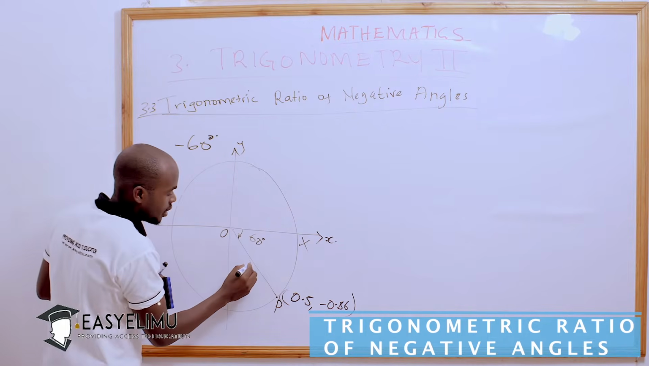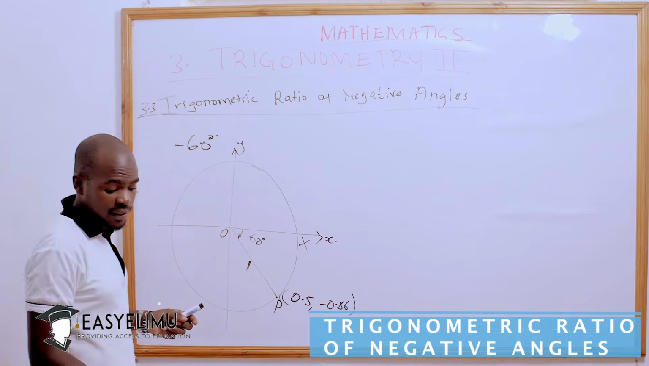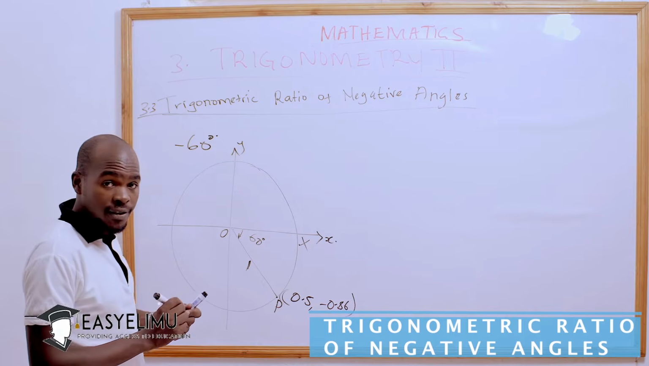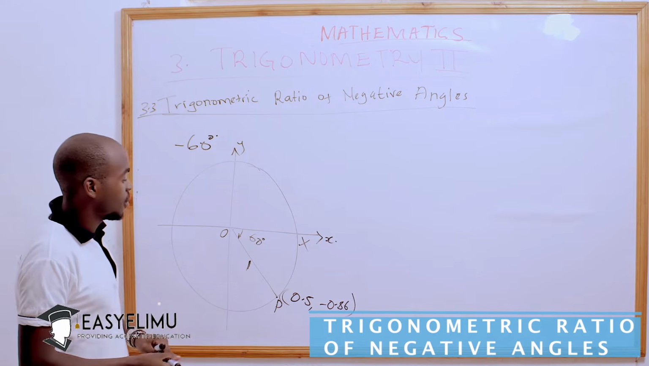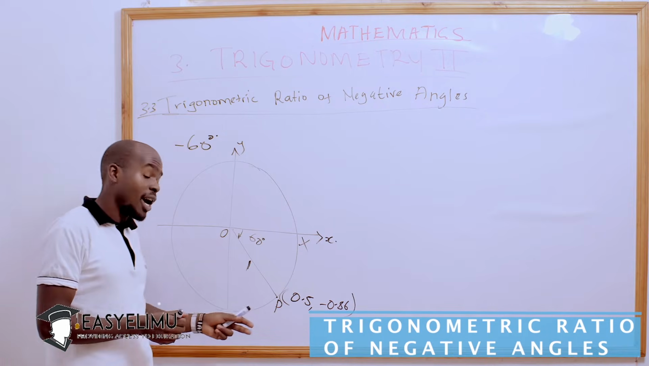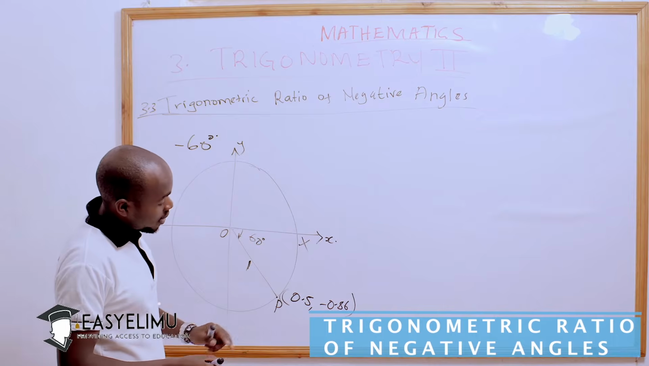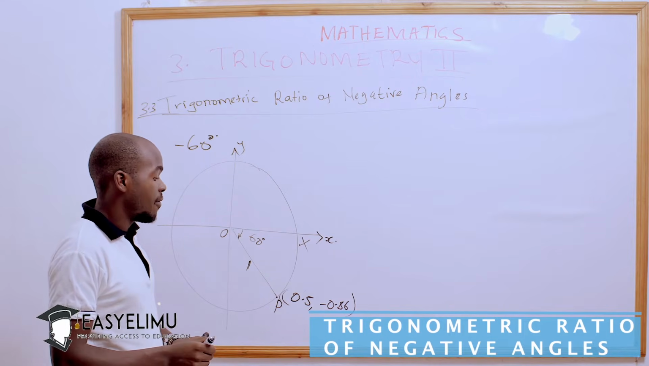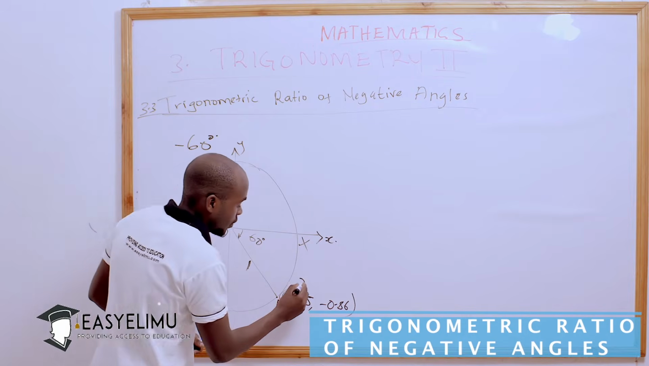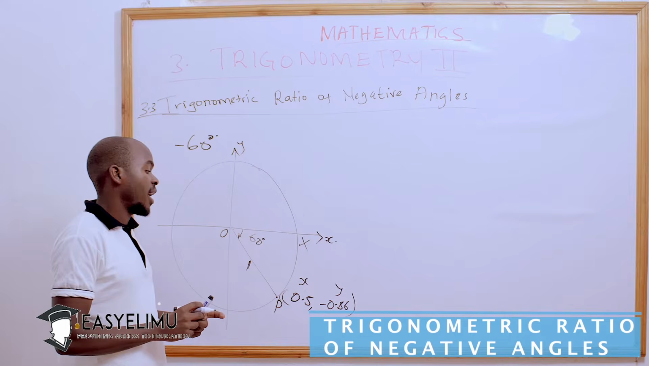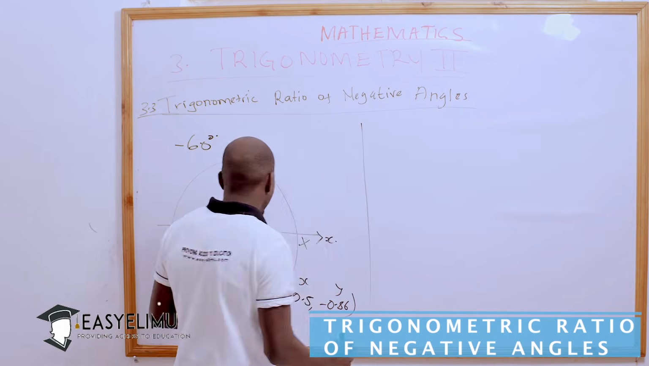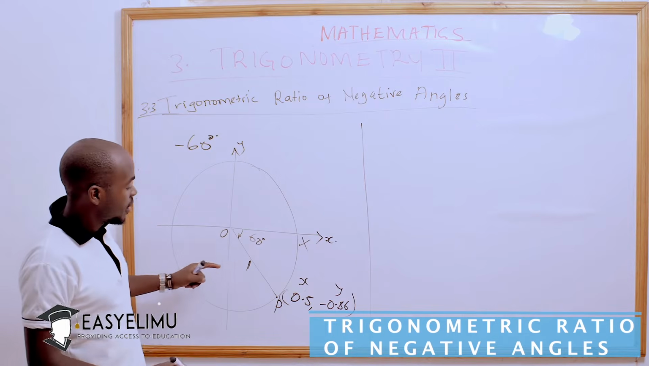But remember, this one is 1 because it's a unit circle, and whatever extends from the center to the circumference of the circle is the radius of that circle. So from this point, we have identified the point on a Cartesian plane. The graph will give you the values of P as coordinates x and y being 0.5 and -0.86, as shown.